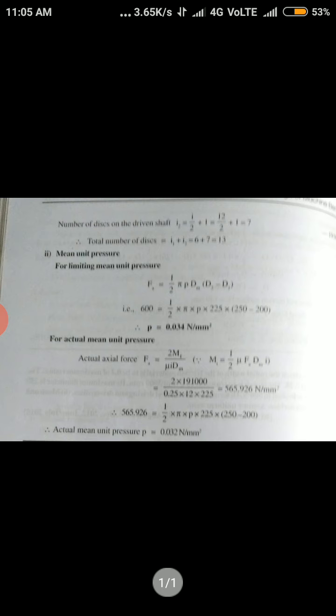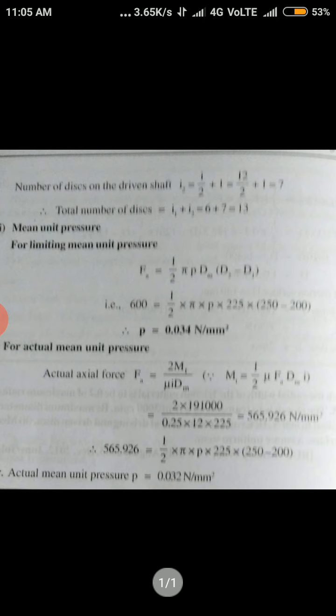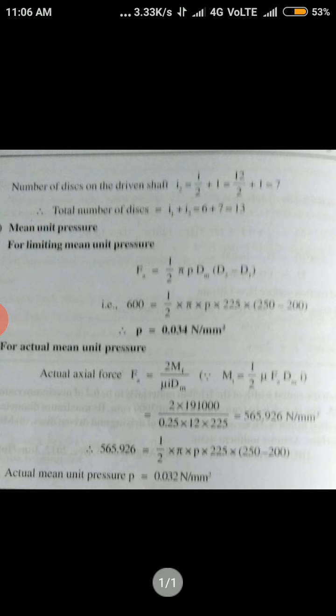Now based on this I1, I will calculate also the mean pressure acting on the clutch plate. So Fa equal to 1 by 2 pi p dm (d2 minus d1). Substituting that, we'll get p equal to 0.034 Newton per mm square. This pressure is without considering the I. If you consider the I, then again how to determine what should be the Fa value for the given I. Then what he did here, 2Mt divided by mu I dm. That's why he has rewritten the equation.